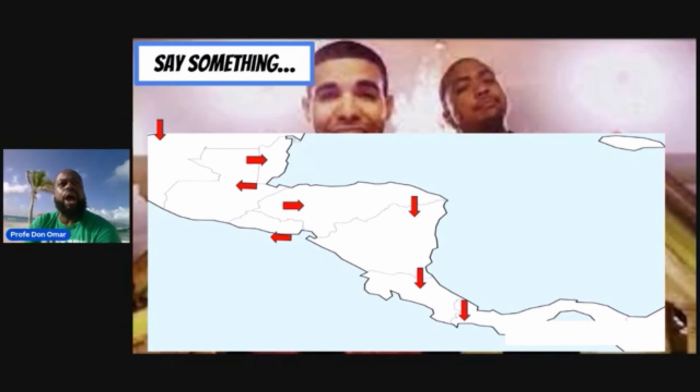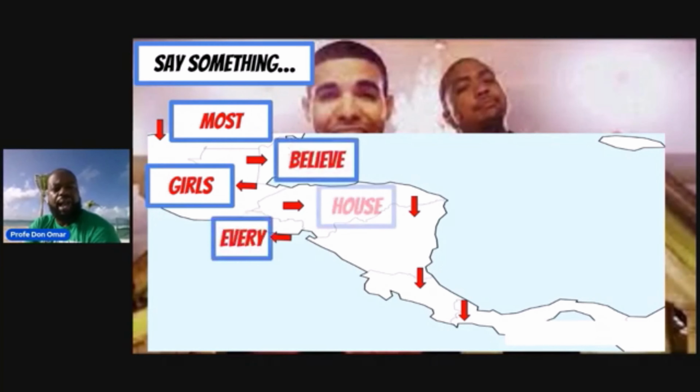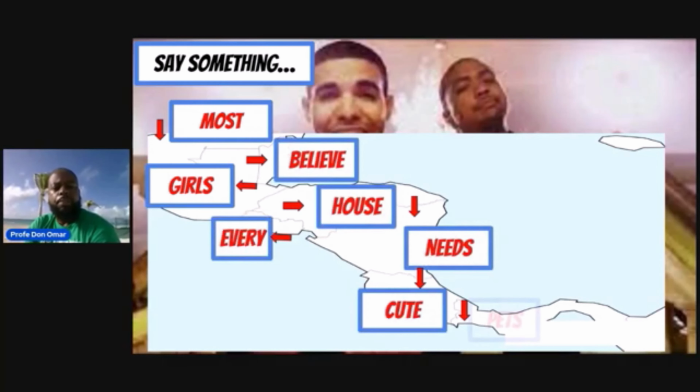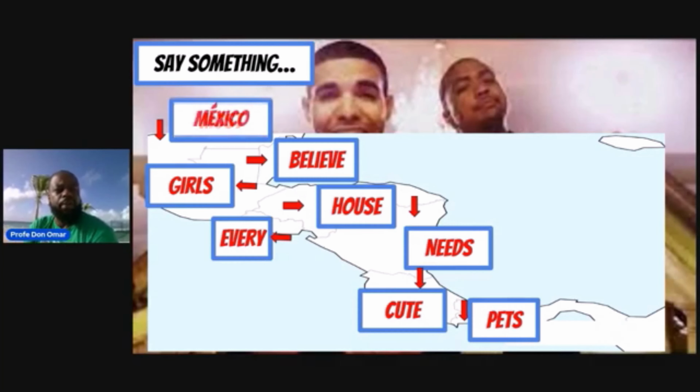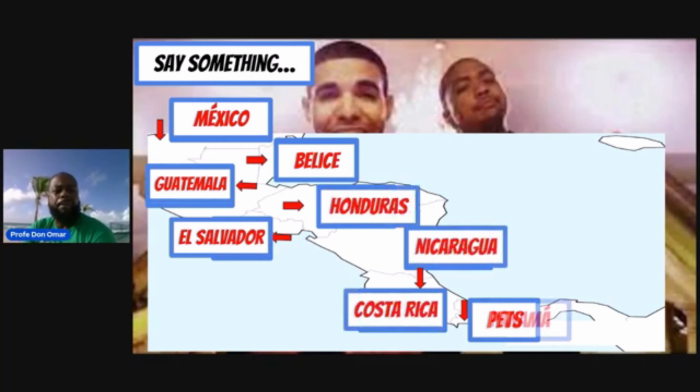And now we're going to add our dicho, our saying. What's our saying? Most girls believe every house needs cute pets. We've now identified every single country in Central America, incluyendo el país de México. Now let's look at the names of these countries: Mexico, Guatemala, Belice, El Salvador, Honduras, Nicaragua, Costa Rica, Panama.